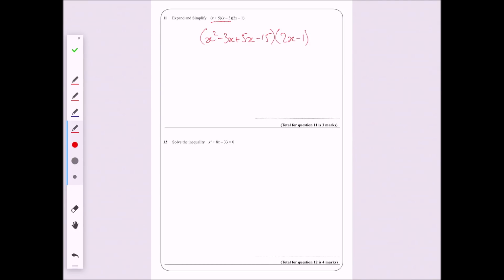Just to simplify that before we carry on, we've got x squared minus 3x plus 5x, which is plus 2x, minus 15. I've still got to times that by 2x minus 1. Now I'm going to times everything through by 2x. So 2x times x squared is 2x cubed. 2x times 2x is 4x squared. And 2x times minus 15 will be minus 30x.